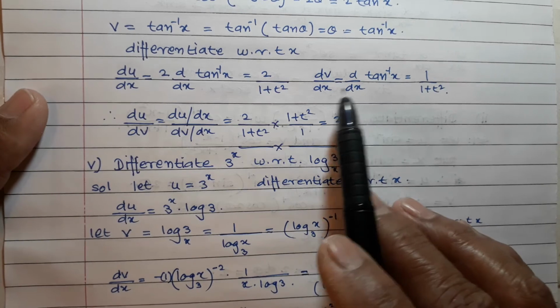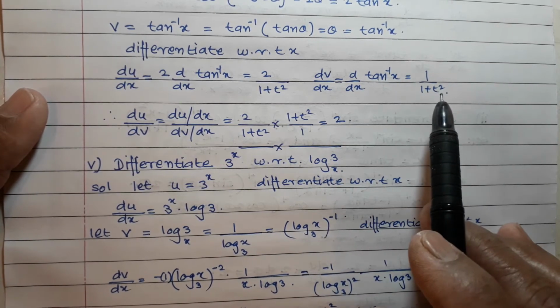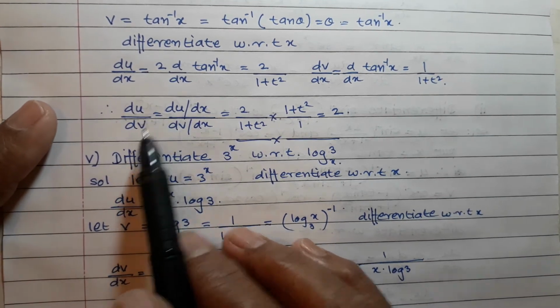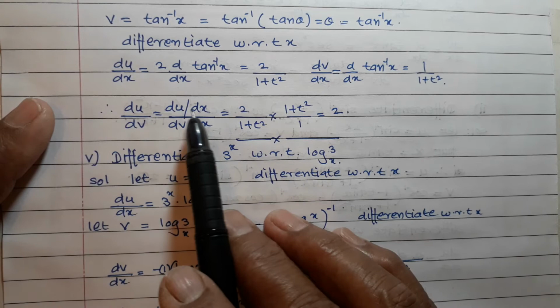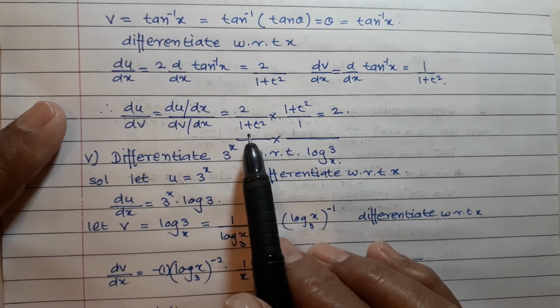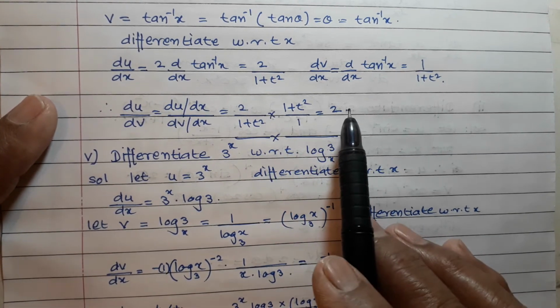dv/dx is equal to d/dx tan inverse x, that is 1 upon 1 plus t square, and therefore du/dv is equal to du/dx upon dv/dx, which is equal to 2 upon 1 plus t square into 1 plus t square upon 1, which is equal to 2.